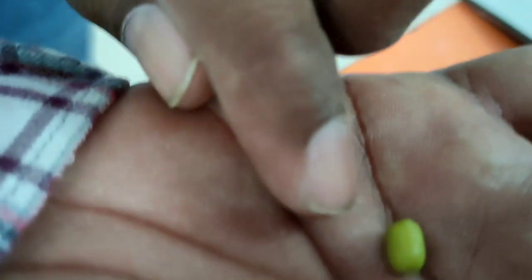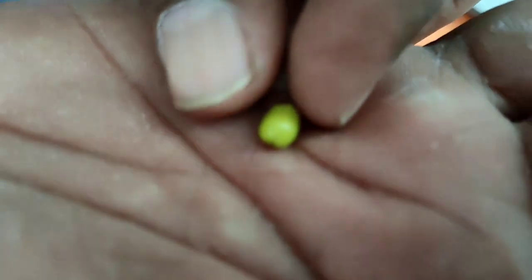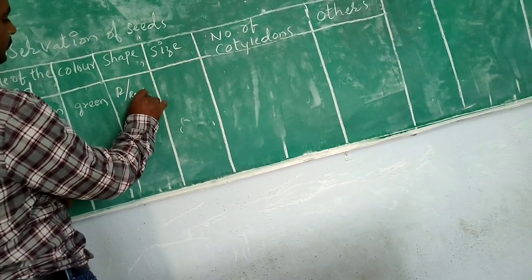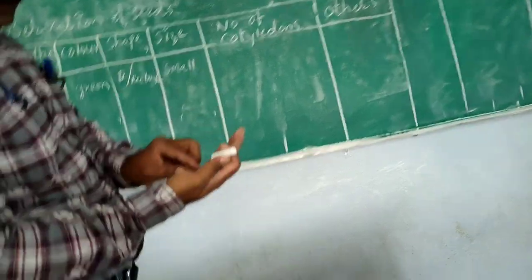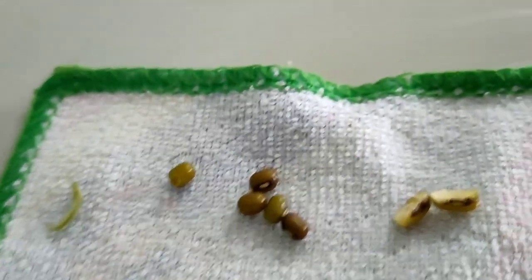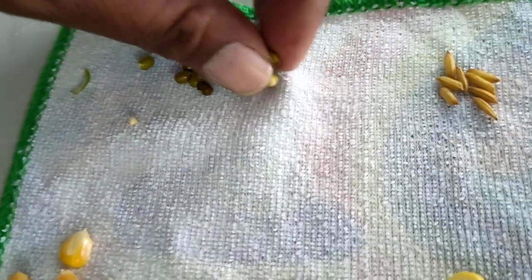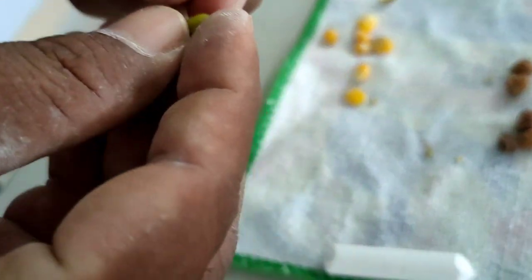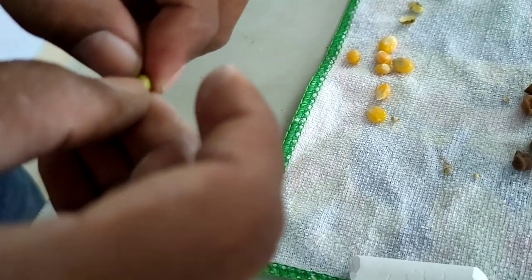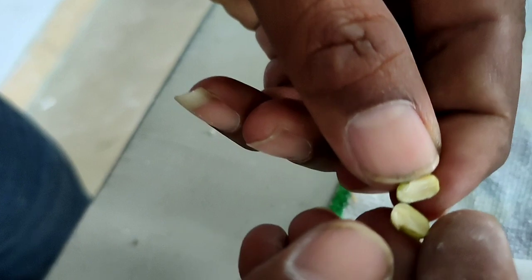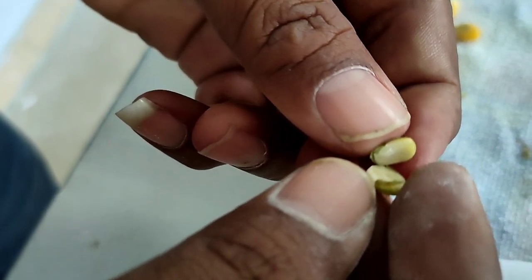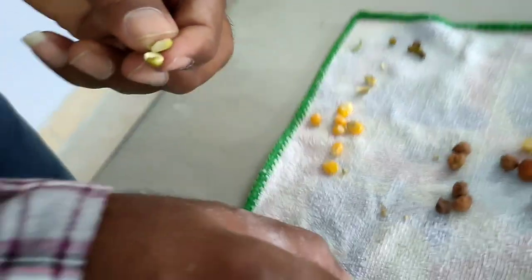What is the shape of the green gram? It's not completely round, it looks like a rectangle shape. I think it's a round rectangle. So take soaked seeds and when we break it, if it breaks into two equal halves, yes, you see here the green gram is broken into two equal halves. That's why it has two cotyledons.